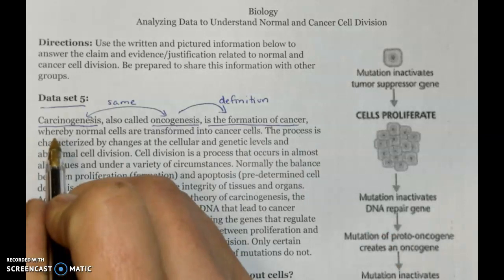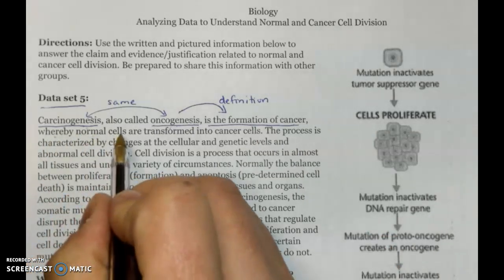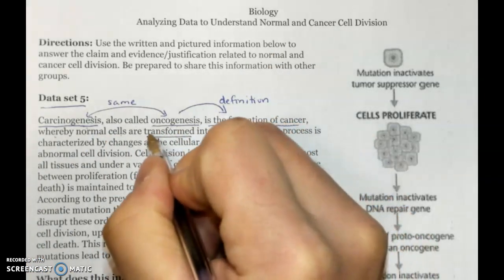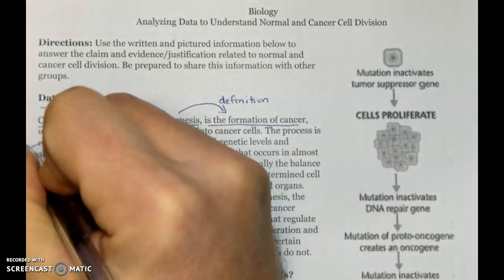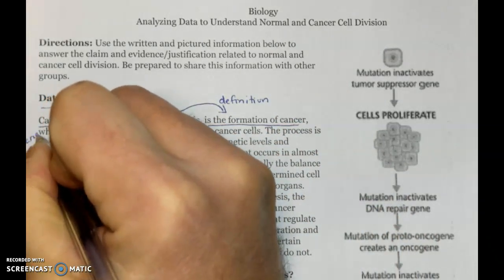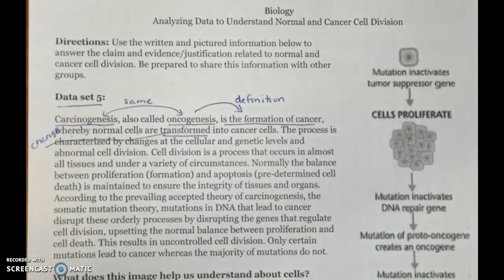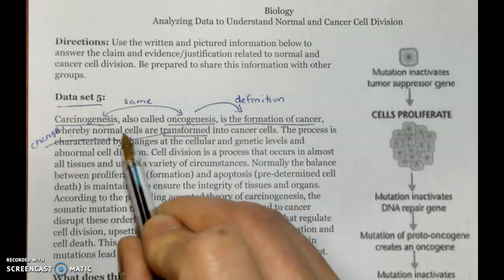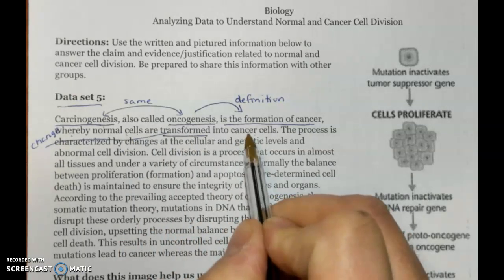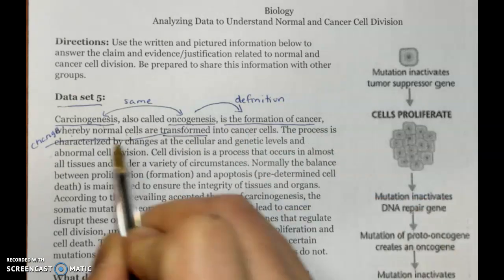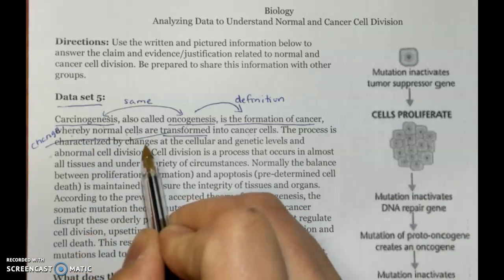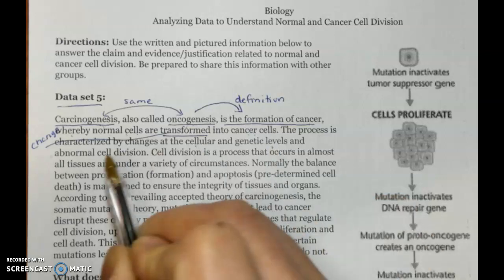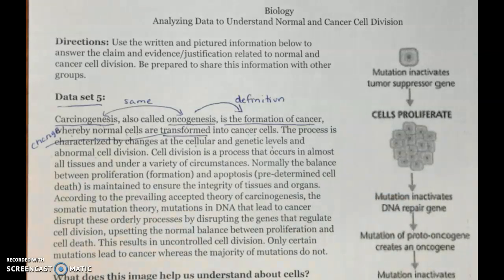Cancer is when normal cells are transformed, meaning kind of like to change. So when they are changed into cancer cells. So normal cells, they get changed into cancer cells. This process is characterized by changes at the cellular and genetic levels and abnormal cell division. Okay, let's talk about this.